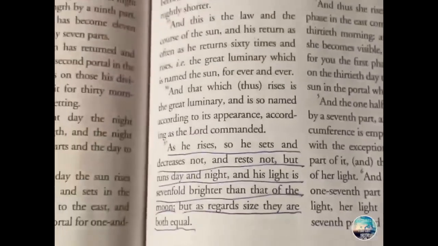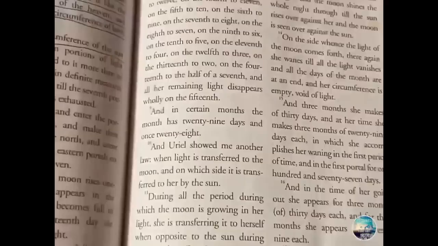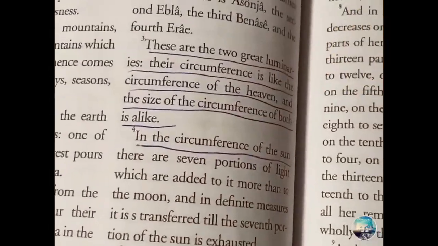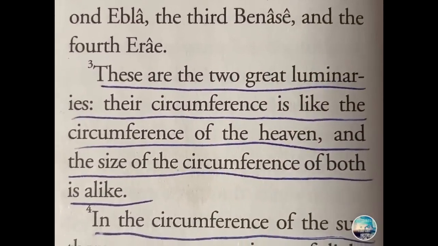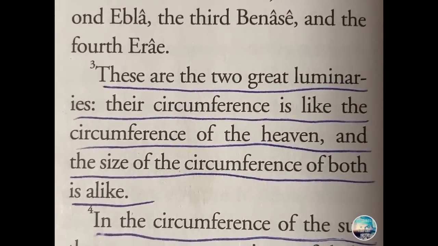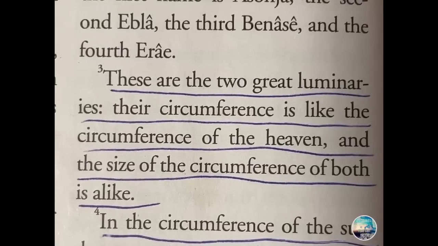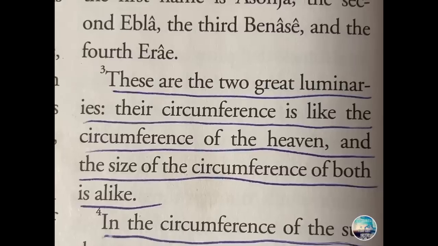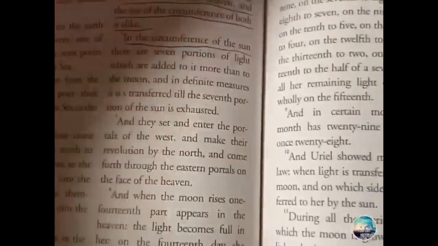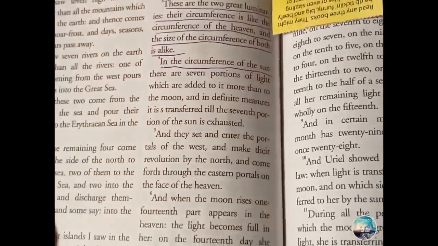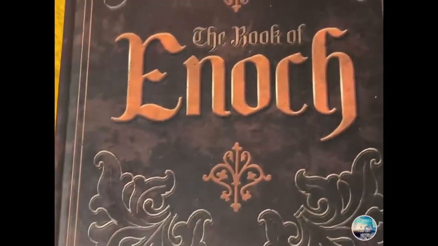Now let's flip over here to chapter 78. Okay. These are the two great luminaries. Their circumference is like the circumference of the heaven, and the size of the circumference of both is alike. Imagine that. So when you look up into the sky and your common sense and your instincts tell you that they both are the same size, it's because they are.